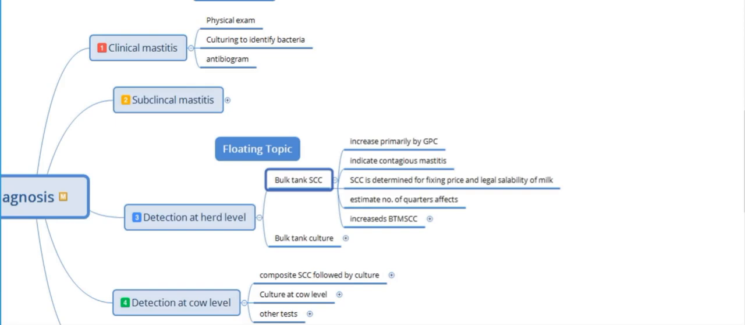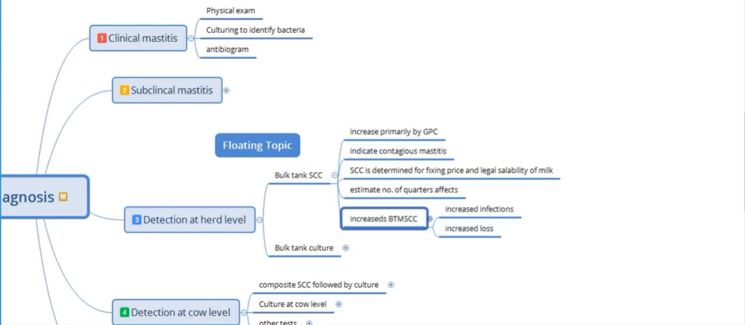Another important feature is that if you know the BTM SCC, then you can estimate the number of quarters affected, and an increased BTM SCC indicates increased infection and an increased loss to the farm. So not only is there a penalty regarding the price of the milk, but it indirectly estimates how much milk is lost to the farmer. So they generally do this BTM SCC regularly, and they fix the price of milk accordingly.